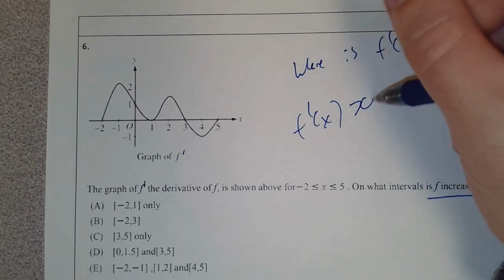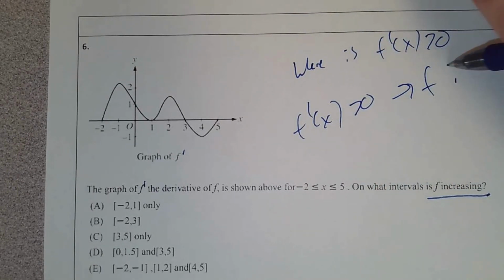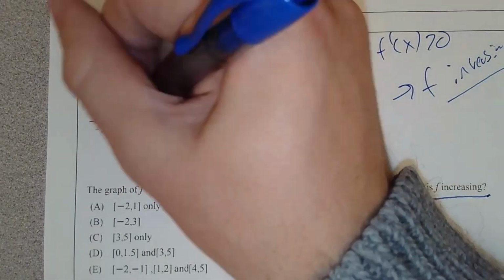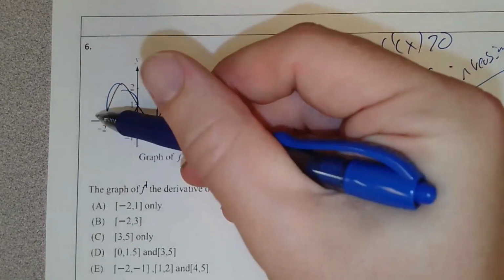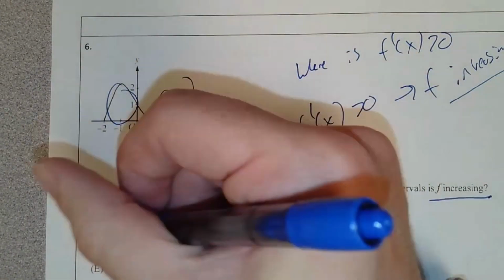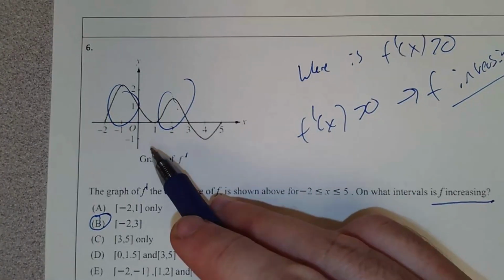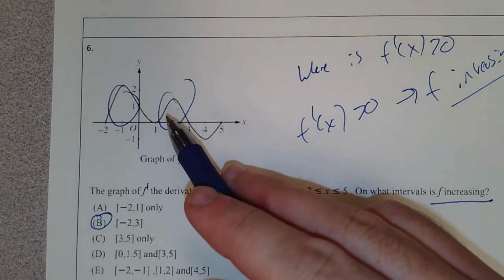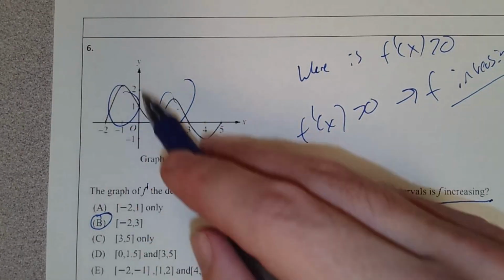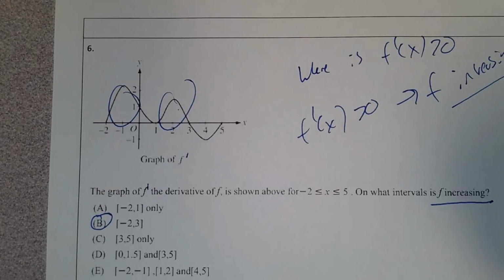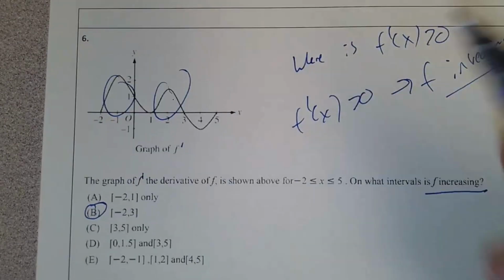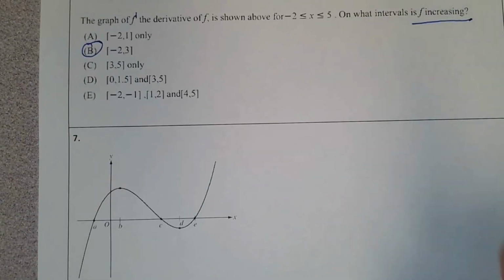Derivative positive means f increasing, right? So where's positive? Here and here, right? So what are the intervals? Negative 2 to 3. And I know it hits 0 right here, but that's okay. We still count it as long as it doesn't cross over to the other side, it still counts as increasing in that interval. Okay. And that's not even relevant based on the options anyway.